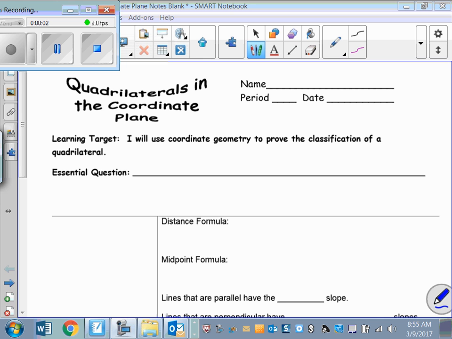Today we're going to be looking at quadrilaterals in the coordinate plane, and we're going to be proving, using the coordinates of these quadrilaterals, the most specific type of quadrilateral that we can classify this thing as.